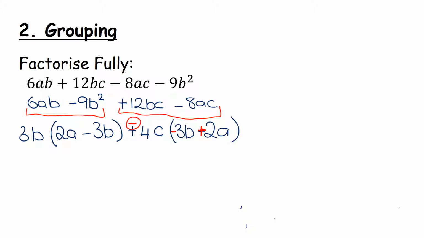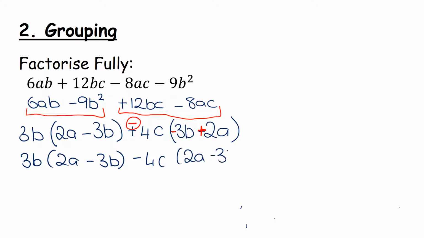But now I have a positive 2a here, a positive 2a here, a minus 3b here, and a minus 3b here. So just to make it look a bit cleaner, I'm going to rewrite my brackets so they're the same. So we have minus 4c, and I'll write 2a minus 3b. So now all looks good.